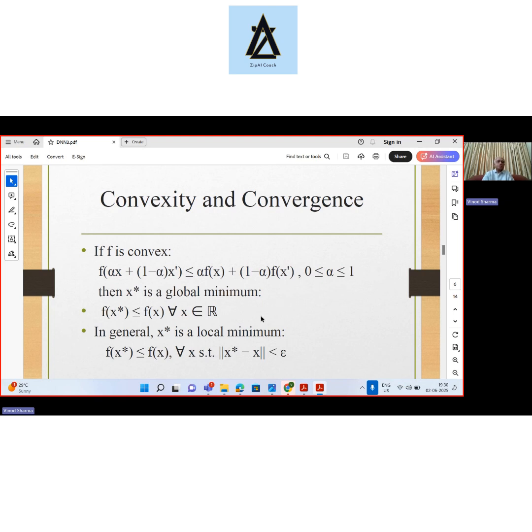What that means is that at this point x star, f(x star) is less than or equal to f(x) for any other point x. If the function is not convex but differentiable, in that case, the x star that we are going to obtain from the gradient descent algorithm satisfies a property called local minimum. What it means is that at this point x star, f(x star) is less than or equal to f(x) for all points x in a neighborhood of x star. By neighborhood, we mean that the norm of the difference between x star and x is less than epsilon for some epsilon greater than 0.